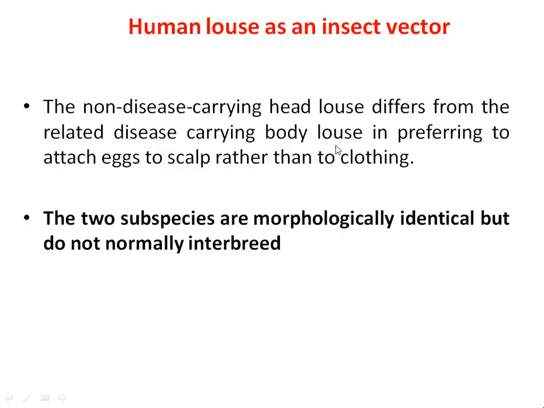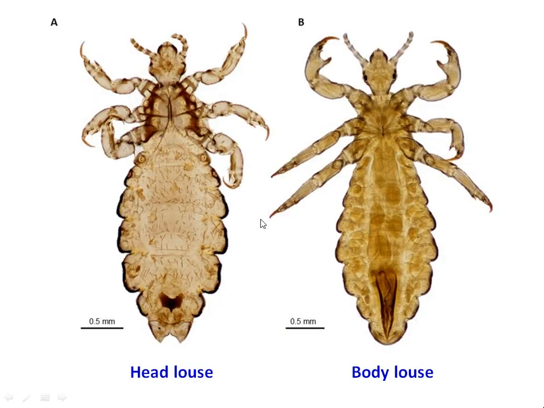The non-disease-carrying head louse differs from the related disease-carrying body louse in preferring to attach its eggs to the hair rather than the clothing. The only difference is that the head louse lays its eggs on the hairs of the scalp, whereas the body louse lays its eggs on clothing. The two subspecies are morphologically identical, but do not normally interbreed. Crossbreeding is completely absent.